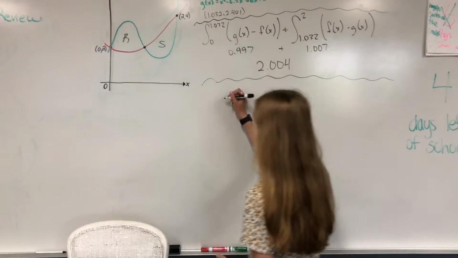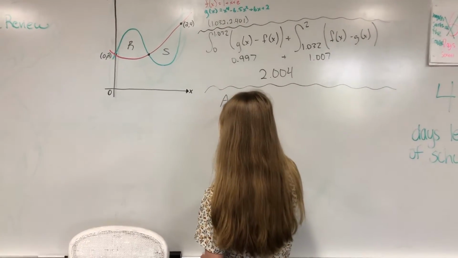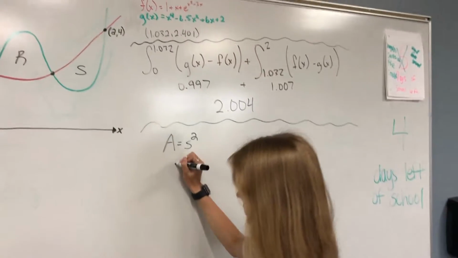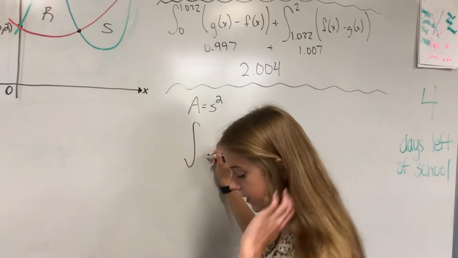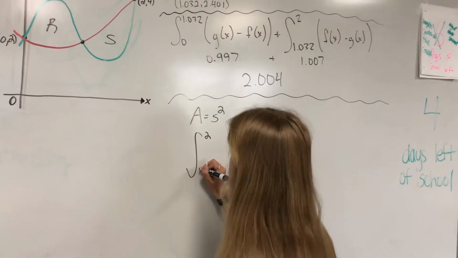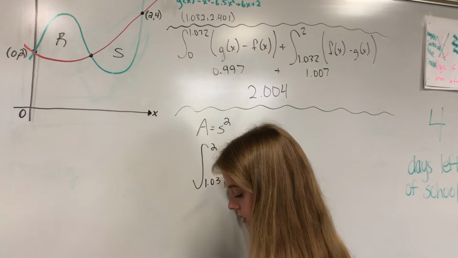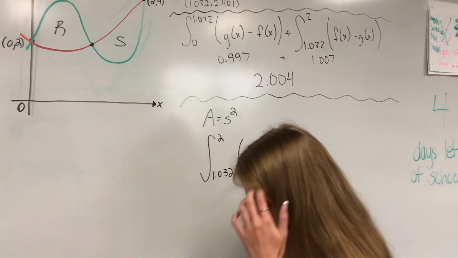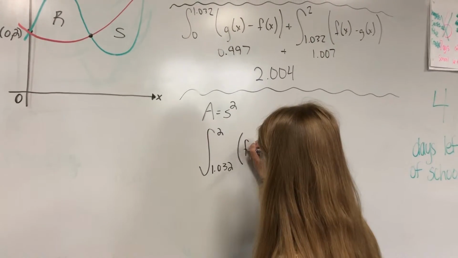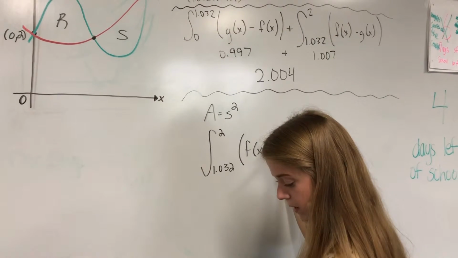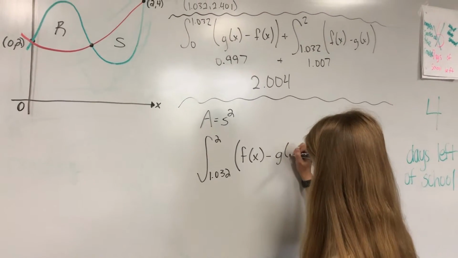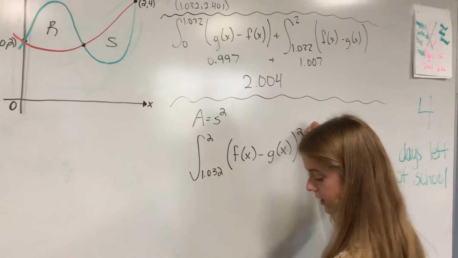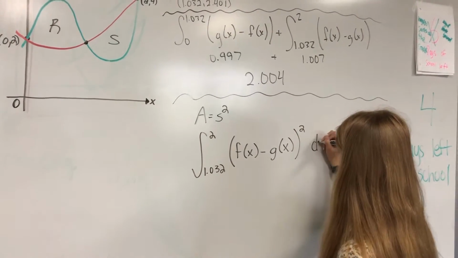Since we know it's squares, we know it's A equals s squared. So really what we're going to do is take the integral from 1.032 to 2, which we had. And then we're just going to put in f of x minus g of x, and then parentheses, we're going to put that all together and then square it.